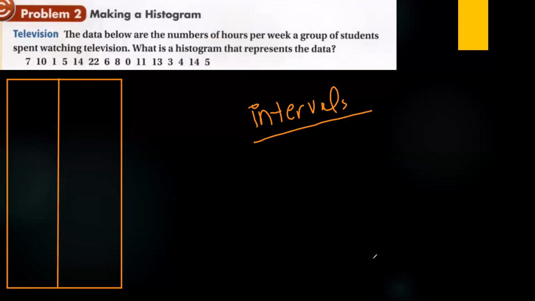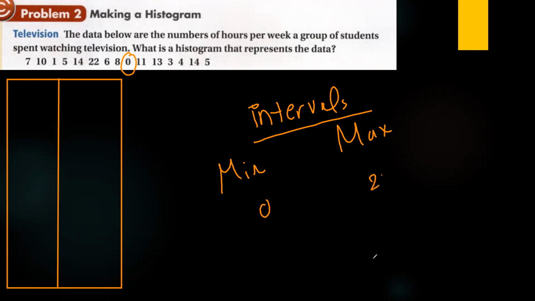Now, if I need to make a frequency table, you have to put a table of 2 columns. Then you have to put intervals. If you want to put intervals, you need to find the minimum point and the maximum point. Where is the minimum number of hours that these students watch the TV? 0. Yes, 0. And the maximum? 22. 22, exactly.